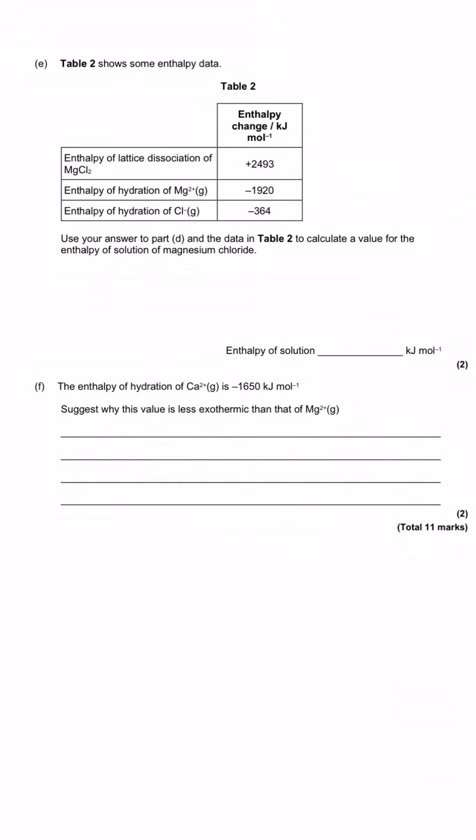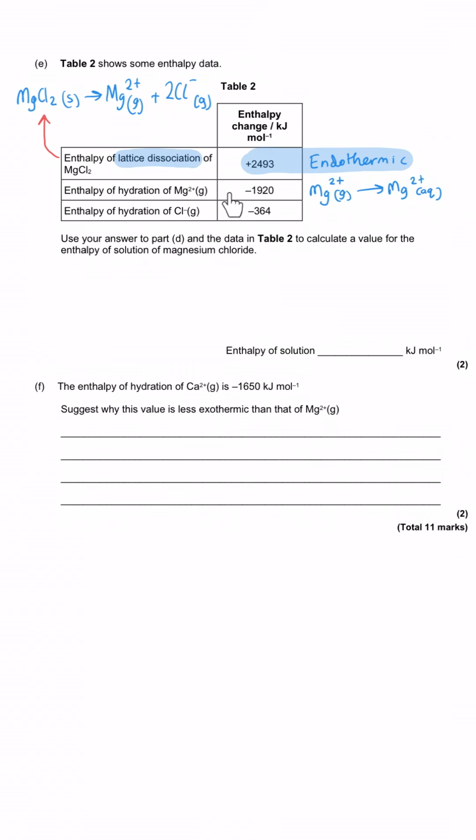Table 2 shows some enthalpy data. You can see that what we've got is three enthalpy changes all associated with an enthalpy of solution. We've got the lattice dissociation enthalpy of magnesium chloride. Again, notice that that's a positive value. And then we've got two enthalpy of hydration values, one for magnesium gas, which is negative, and another for chloride gas, which is also negative.